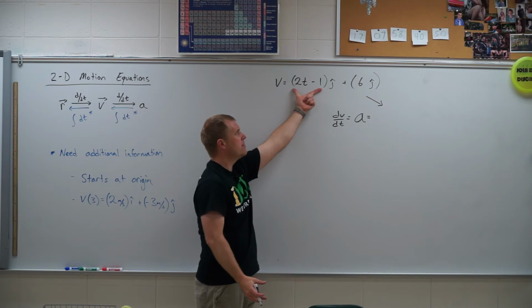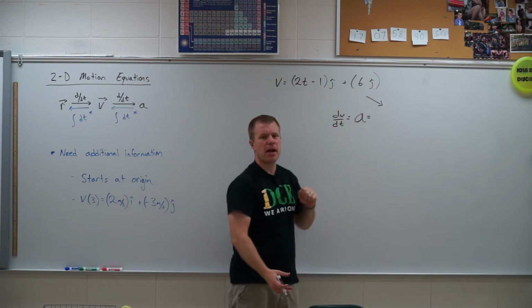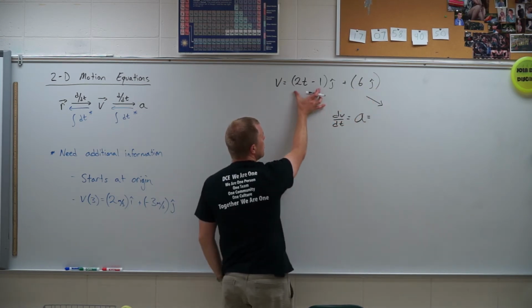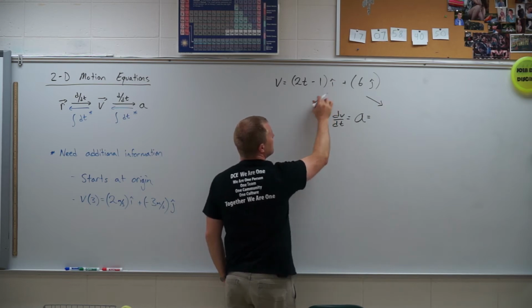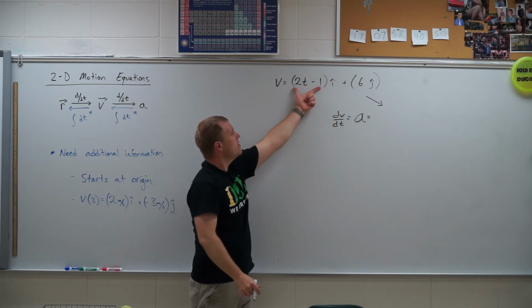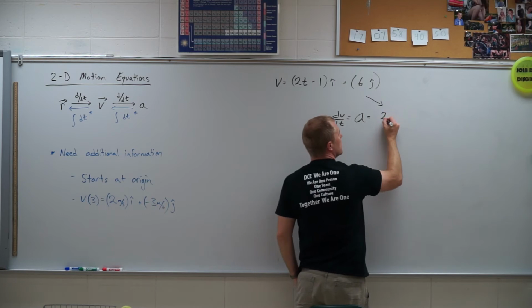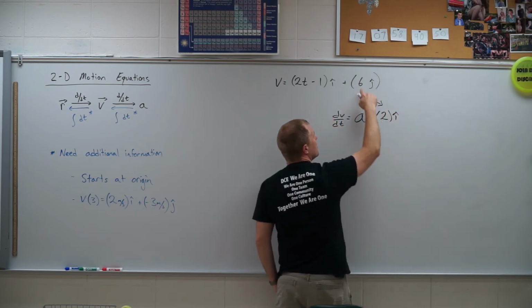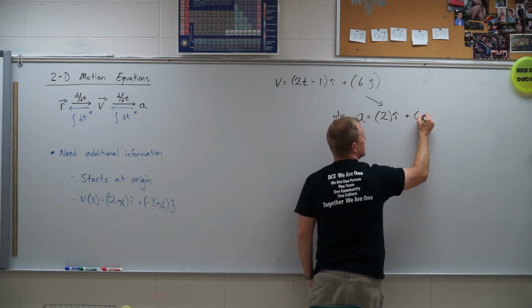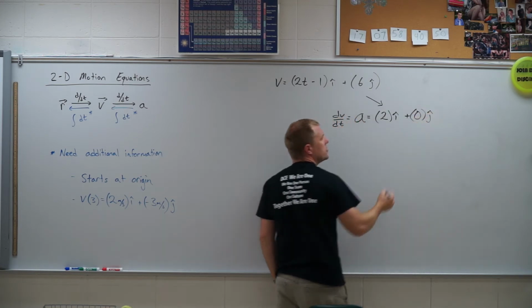This is a function in my x direction. This is a function in my y direction. So the derivative of this is just 2, and then I get i hat, and the derivative of 6 is 0, so I get 0 j hat. And so that's how I do it.